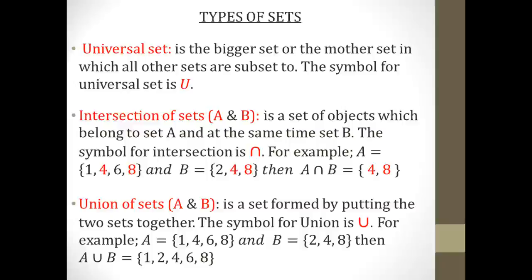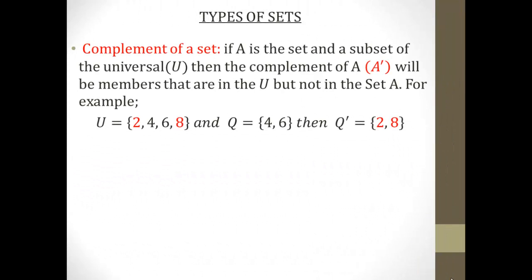Okay, let's move to the next, which is complement of a set. So let's say we have a set A, and then we also have a universal set. What will be the complement of set A, which is like a prime? That is how it is mentioned, A prime. If you are looking for the complement of a set, which is A prime, it will be members that are in the universal set but they are not in the set A.